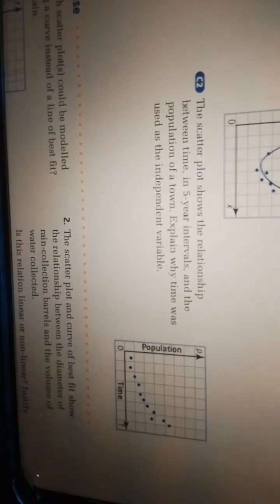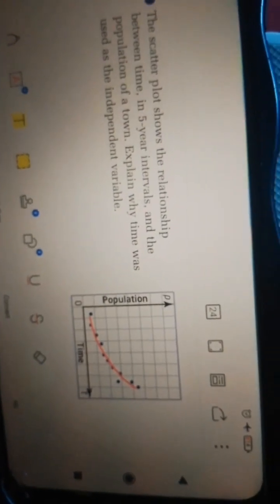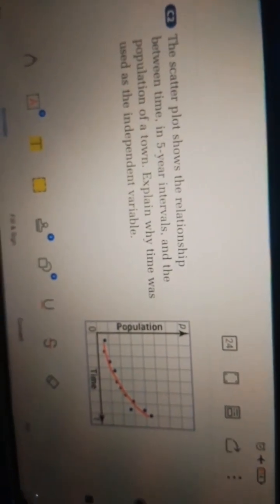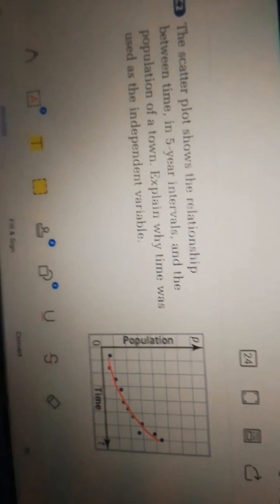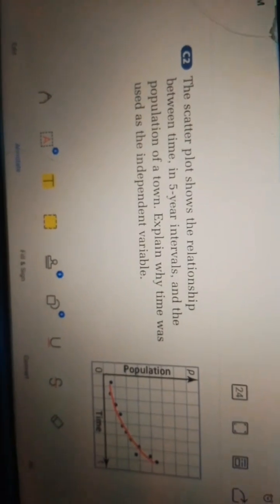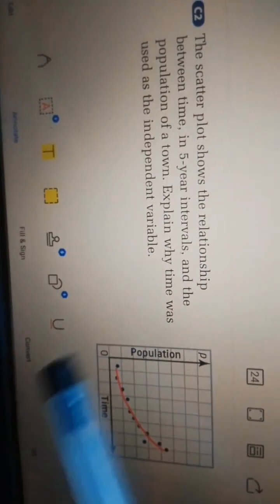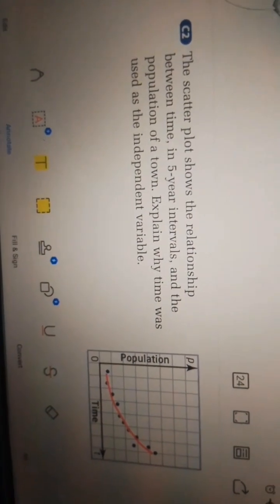Here you are going to draw the curve of best fit in this shown scatter plot. As you can see, I have drawn a red line, and it is my curve of best fit on this scatter plot. It is slightly curved.